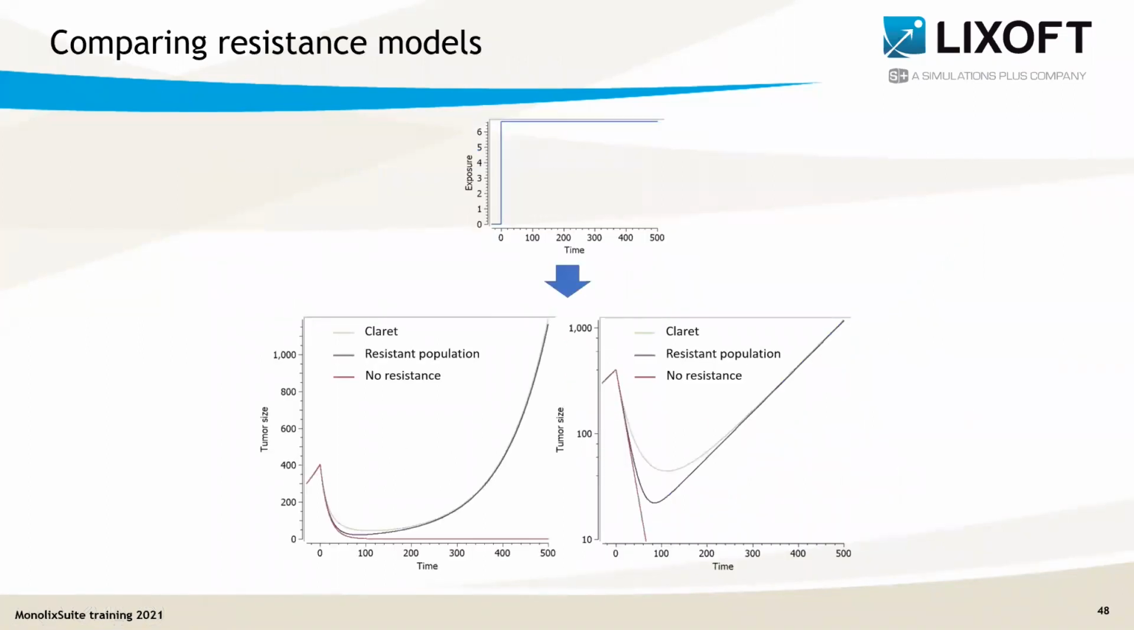Here on this figure, we can see some differences between the Claret and resistant population for a constant treatment exposure that starts at time 0. And so we see that the emergence of the resistance, it's actually easier to see on log scale here on the right, is more progressive with the Claret model than with the resistant population.